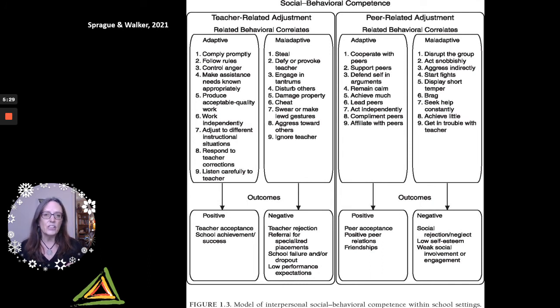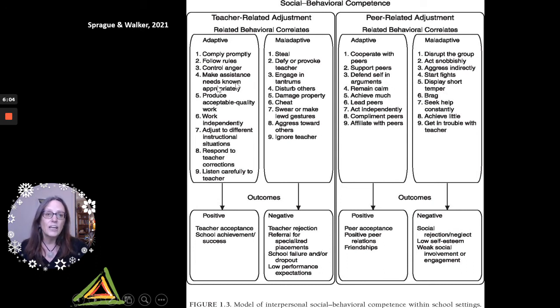On the screen, you see a chart of social behavioral competence from Sprague and Walker. This chart was published in their 2004 book, Safe and Healthy Schools, and will be published again in the revised edition in 2021. You can see that we need social and behavioral competence. We need adaptive social and behavioral competence in order to have positive outcomes with our teachers. We need to have adaptive social behavioral competence in order to have positive outcomes with our peers.